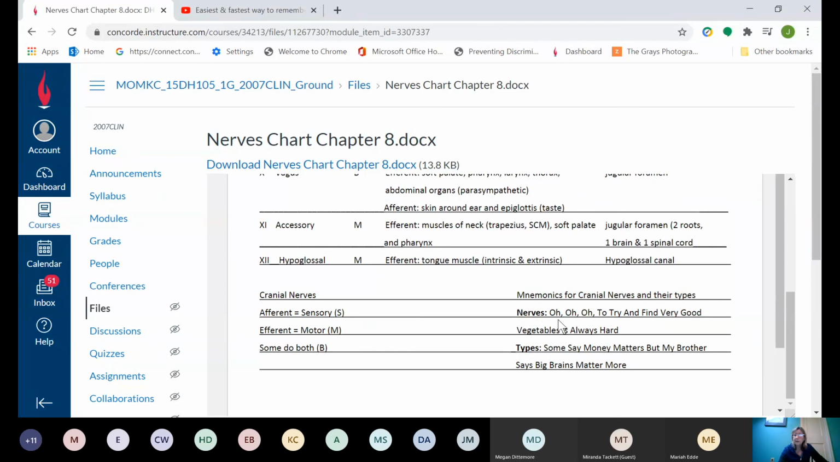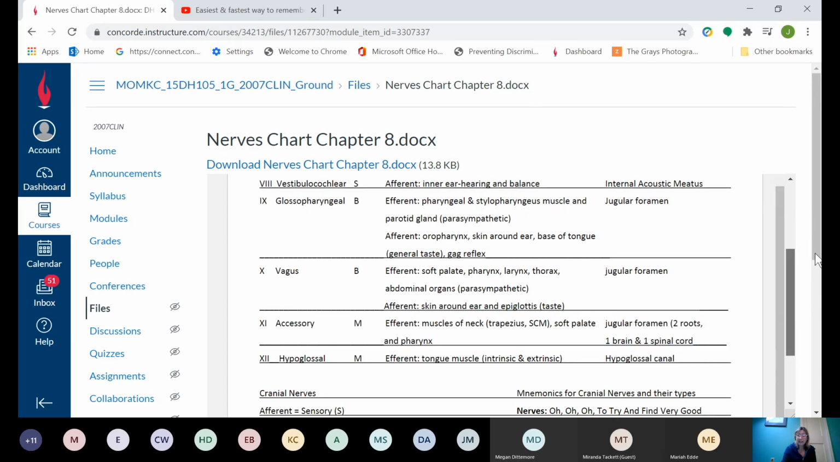There, one of them says, oh, to try and find very good vegetables is always hard. Goes through the nerves. And then the types, it says, some say money matters, but my brother said big brains matter more. That's the one that tells you the some means sensory, motor, both. This one tells you the nerves themselves. So like hard would be hypoglossal, always is accessory, vegetables is vagus. So that will help you to remember the nerves.